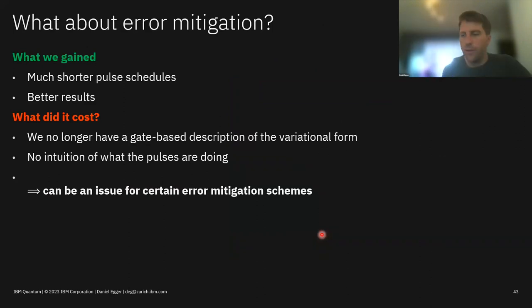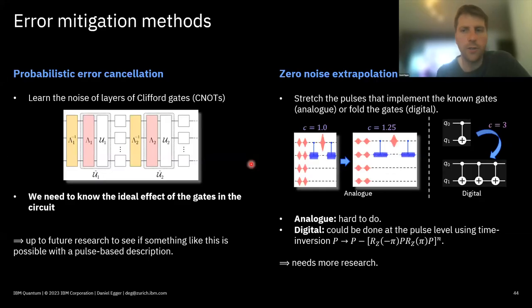So in the next few minutes, I'll conclude, but I do want to say one or two words about error mitigation. What we have gained with this pulse-based VQE is a lot shorter pulses and better results. But one thing that we did sacrifice is the intuition on what the pulses are doing. I no longer have a gate-based description, which tells me what is the pulse that should ideally be implemented. And this can be a little bit of an issue for certain error mitigation forms.